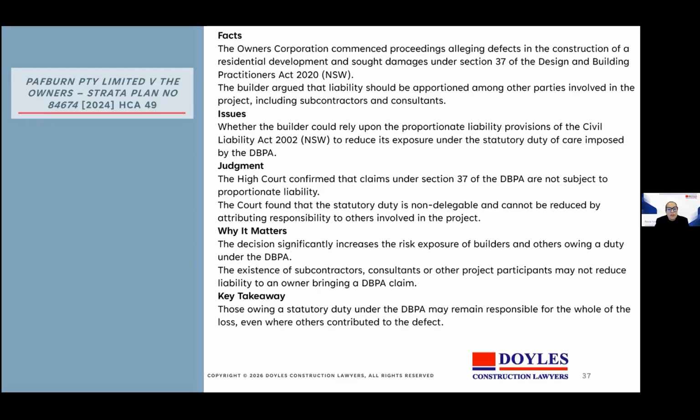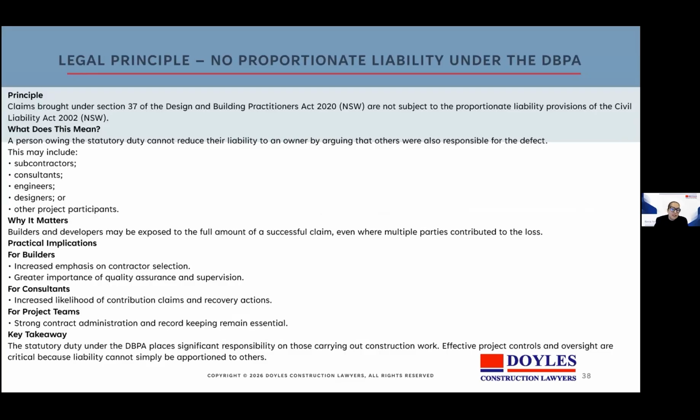The court has confirmed that the statutory duty created by Section 37 is fundamentally different from many ordinary negligence claims. While builders may still pursue subcontractors separately, they cannot necessarily reduce their liability to claimants by pointing to the involvement of others. This has major implications for project managers, consultant selection, contract drafting, and insurance arrangements. So you can't reduce your liability to the owner by blaming subcontractors or consultants. You will face full exposure. So contractor selection, QA, and supervision matter more than ever.